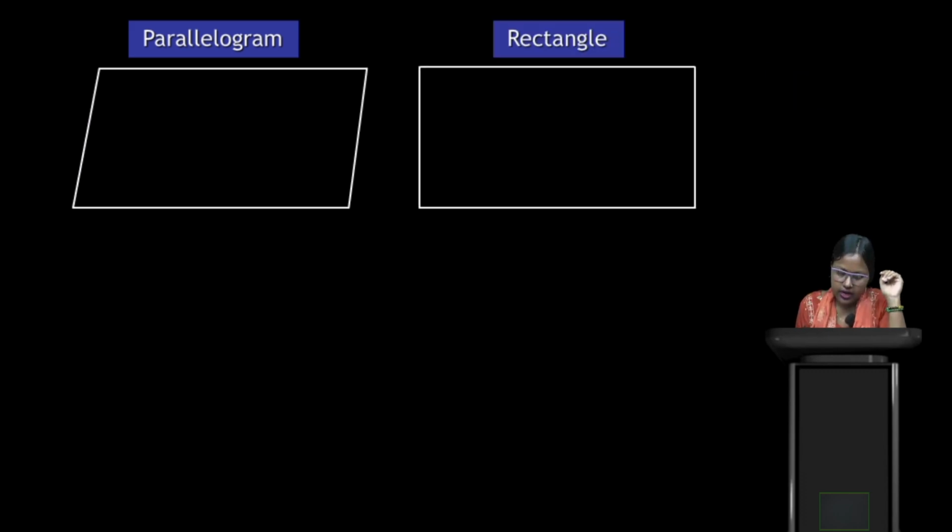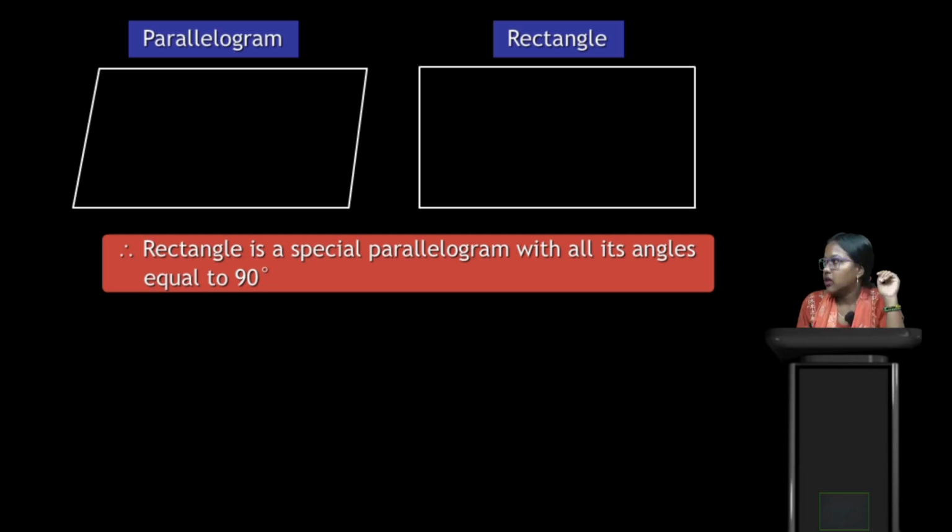Okay, so parallelogram, rectangle. What is the difference between them? A rectangle is a parallelogram with all its angles equal to 90 degrees. It is not like that if the angle changes, it will not be a parallelogram. It is still a parallelogram. Why? Because it has all the properties of a parallelogram. The parallelogram definition is what? All the opposite sides must be parallel to each other.